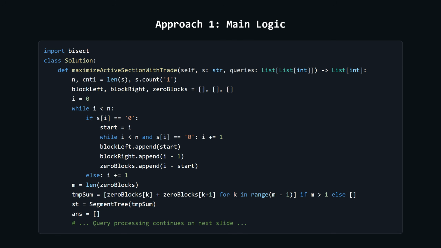And here is the start of the main solution. First, we count the total ones. Then we loop through the string once to find every block of zeros, recording where it starts, where it ends, and how long it is. We also prepare an array called tempSum that stores the combined lengths of every pair of adjacent 0 blocks.